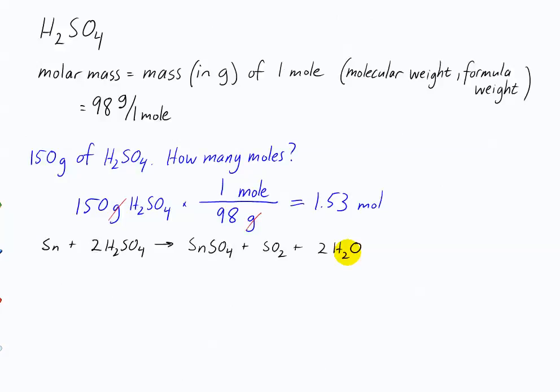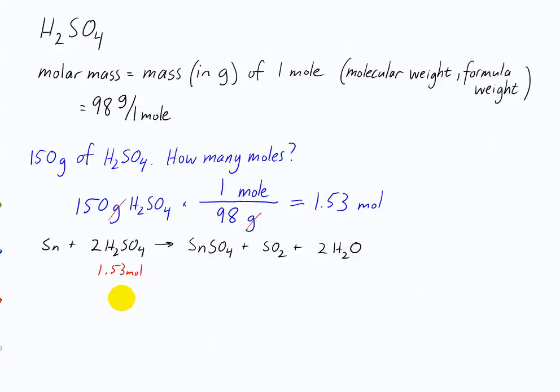Okay. So now let's say we have this 150 grams of sulfuric acid, and we want to know how much tin we need to add there. So if we have 1.53 moles of this, how much tin in moles do we need? And how do you know that? And how do you figure it out? Any idea? Well, don't get too far ahead of us there. Let's look at the equation.